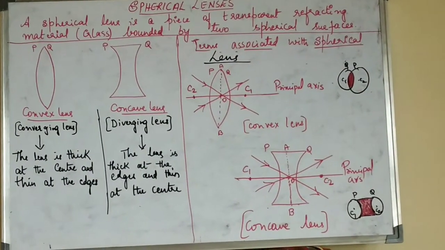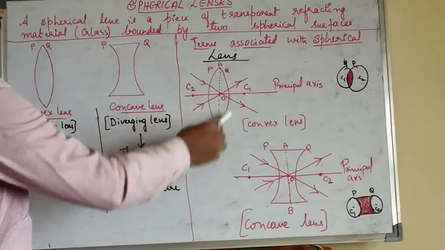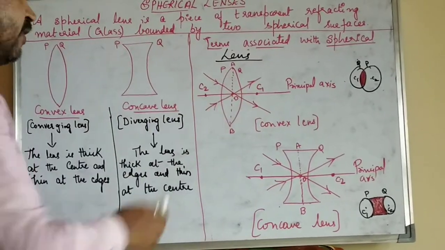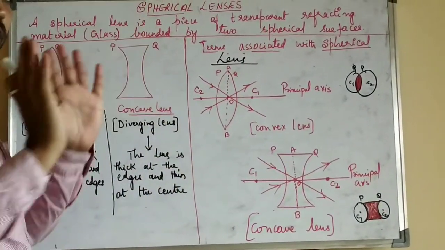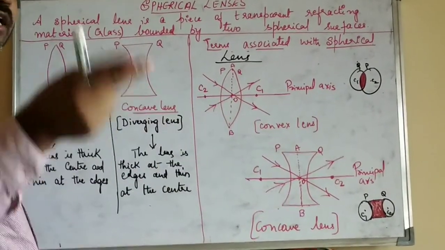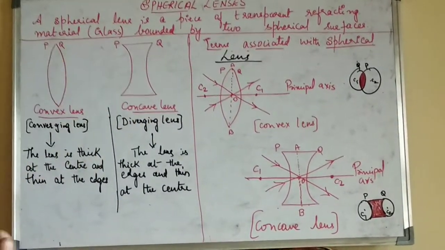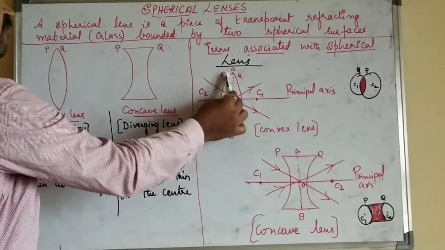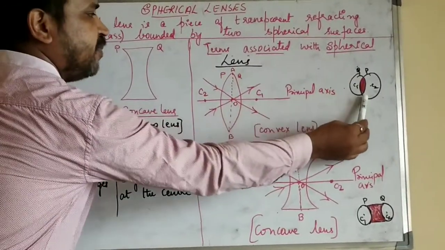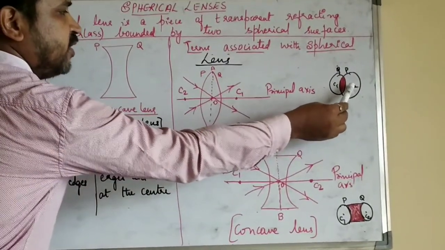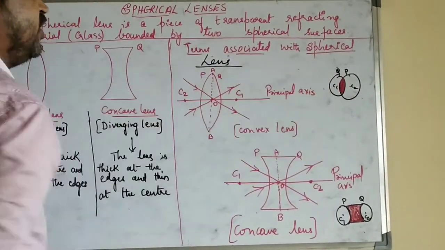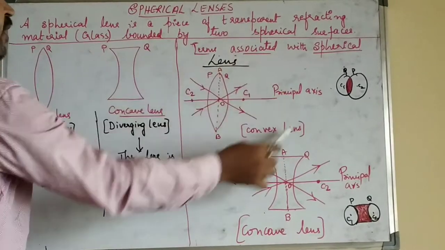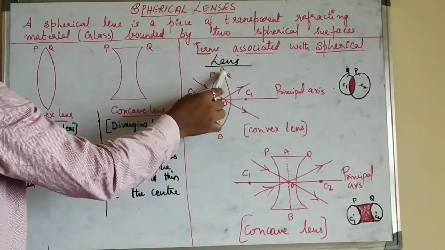The second definition is center of curvature. You can see here in the convex lens, since it has two spherical surfaces, P and Q, obviously it means it has two spheres. Obviously those two spheres should have two centers of curvature. C1 is the center of curvature for the spherical surface P, because this spherical surface is like this, and C2 is the center of curvature for the spherical surface Q.